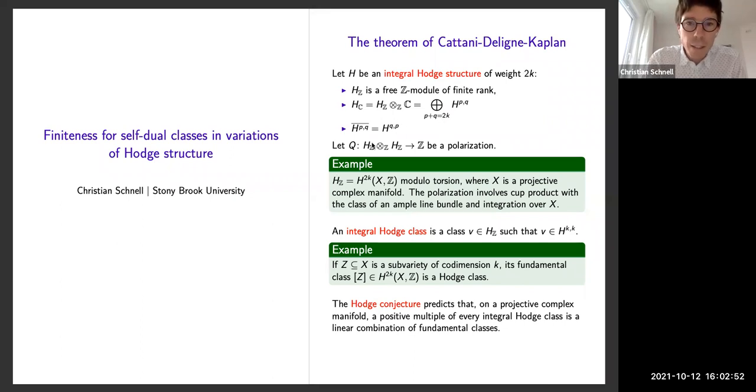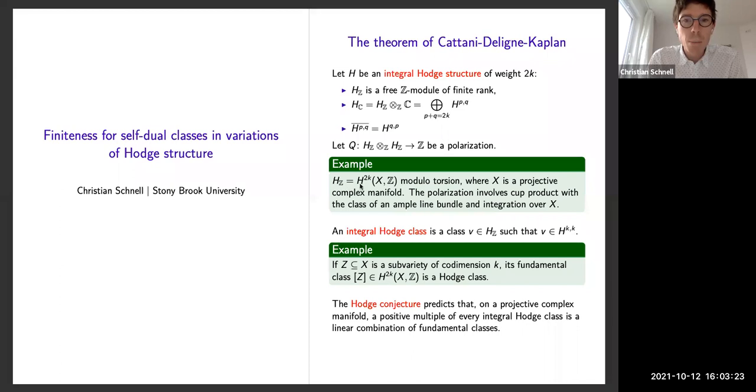And then for technical reasons, we're also going to need a polarization. This is some bilinear pairing with certain properties. I'll say more precisely later on what the properties are. The typical example from geometry is that you take a smooth projective variety and take cohomology in even degrees. It has an integral structure modulo torsion, has a Hodge structure of weight 2k, and the polarization is constructed in a slightly complicated way by cup product with the class of an ample bundle and integration.